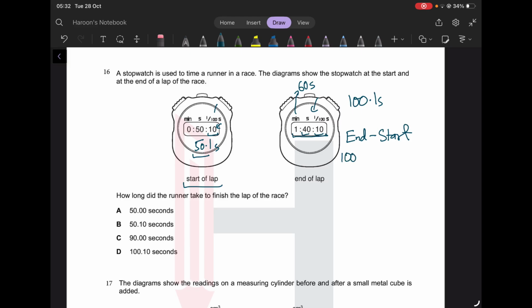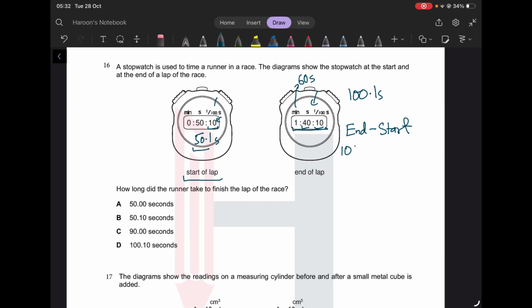So 100.1 minus 50.1. This should give me 50.0 seconds. So I'm looking for this particular answer, which would be A.